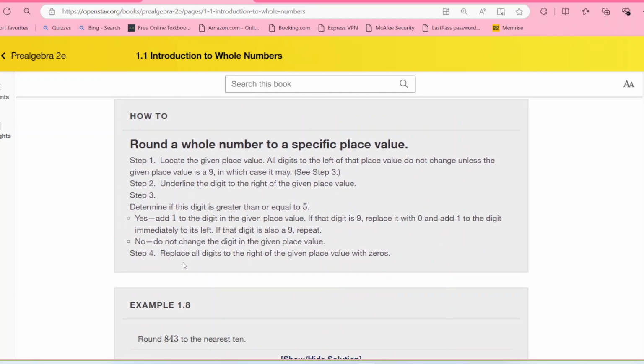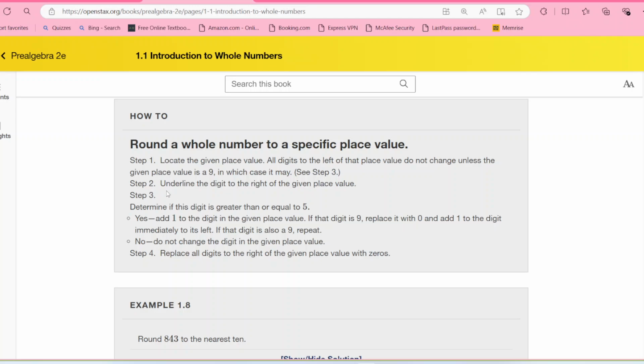So now we have this how-to box, putting it all together, describing the procedure. How to round a whole number to a specific place value. Step 1. Locate the given place value. All digits to the left of that place value do not change unless the given place value is a 9, in which case it may. See step 3.